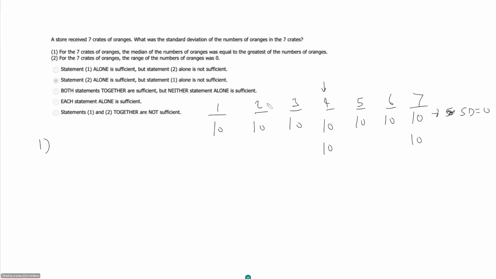Now, let's do the same thing. Can I come up with an example where the standard deviation is not 0? If I just change these values here, these values got to stay the same, right? Because they say the highest value has to equal the median, which means your second and third highest also have to be 10. But I can change these guys here. I can make this 9 oranges, 8 oranges, 7 oranges, and your median is still this guy here. I don't know what the standard deviation is, but I know it's not equal to 0. And so this is insufficient.